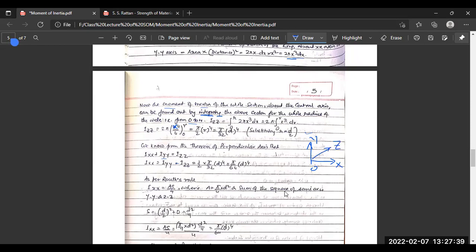So we know from the theorem of perpendicular axis that the moment of inertia about the x-axis plus the moment of inertia about the y-axis is equal to the moment of inertia about the z-axis. Here, Ixx is equal to Iyy, and Ixx plus Iyy equals Izz. So Ixx is equal to Iyy, which is half of pi by 32 d to the power 4, or pi by 64 d to the power 4.